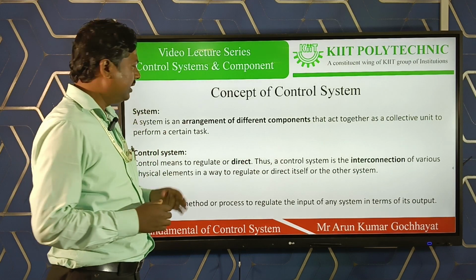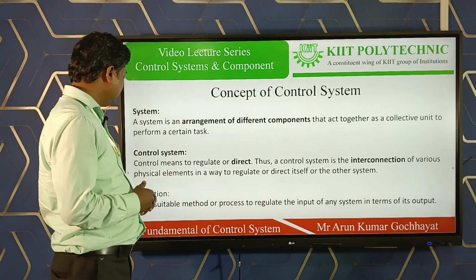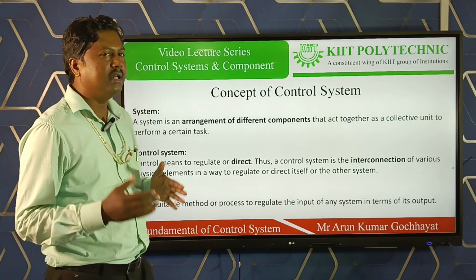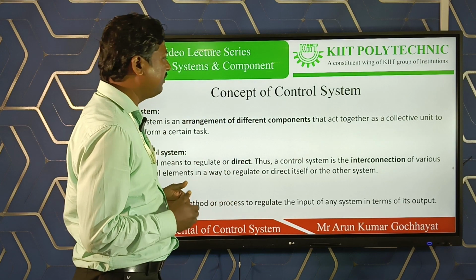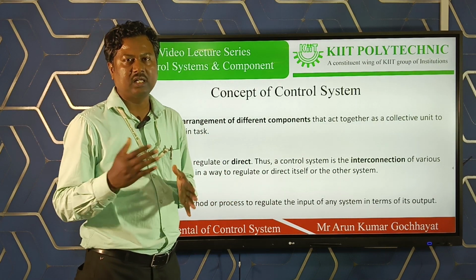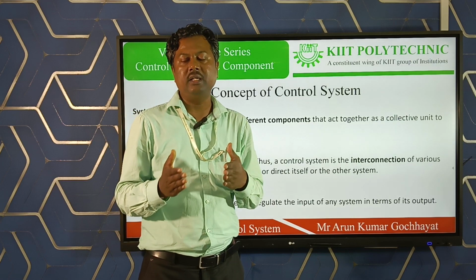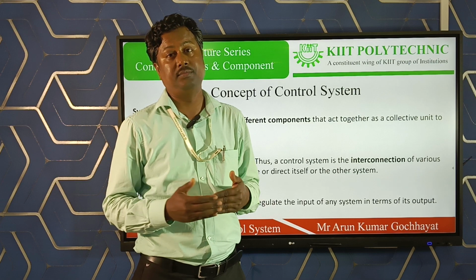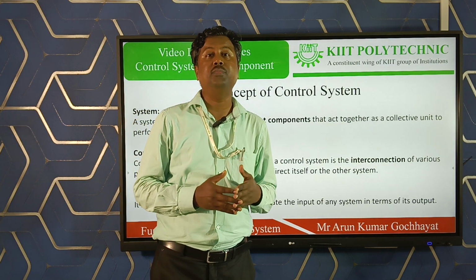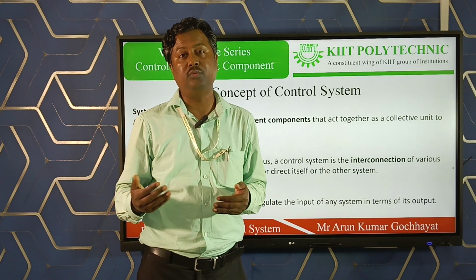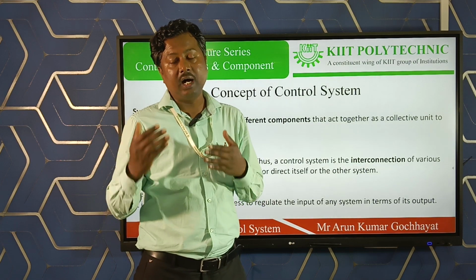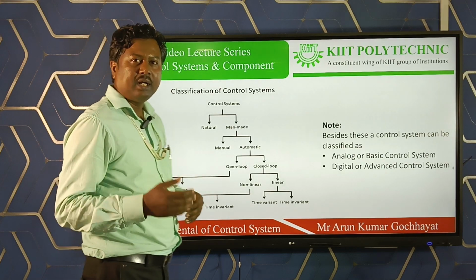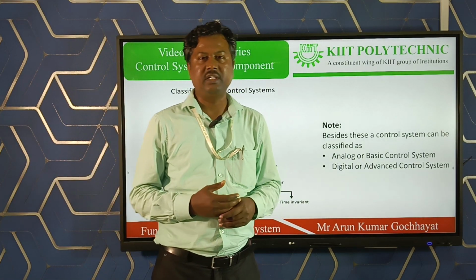By definition, it is a system where we can adopt a suitable method or process to regulate the input in terms of its output. We will discuss how we usually regulate the input, where the necessity of regulating the input comes, and why the regulation of inputs is carried out in terms of output, why we consider the output while regulating the input. Before going to that, we should go to the classification of control system.